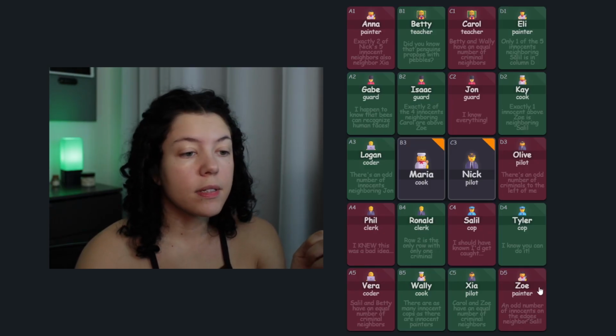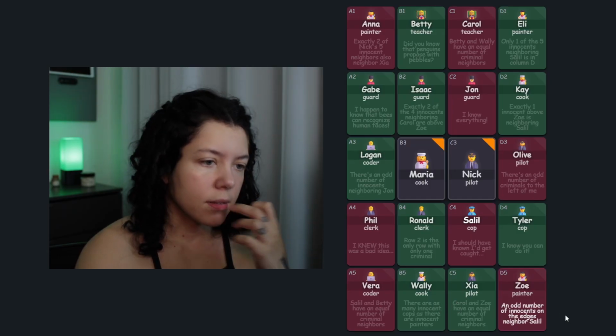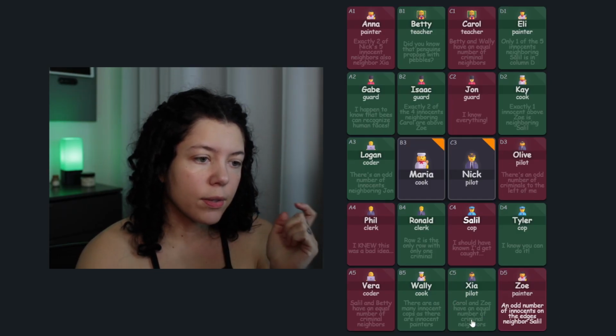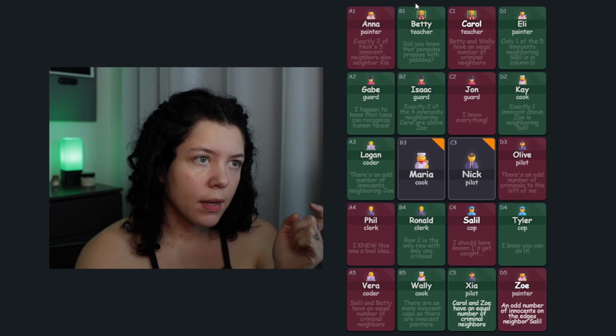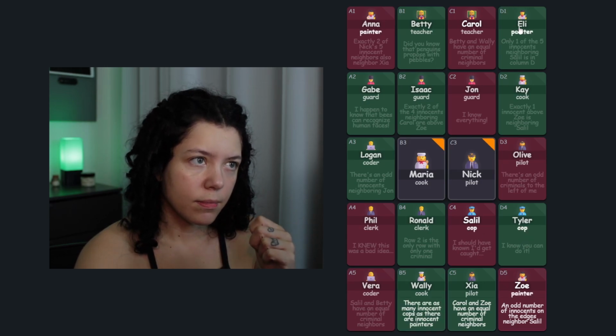An odd number of innocents on the edges neighbor Salil. Yeah, that's Tyler, Zaya, and Molly. Zaya tells us that Carol and Zoe have an equal number of criminal neighbors. That's John for Carol and Salil for Zoe. There are as many innocent cops as there are innocent painters. There is only 1 innocent cop and 1 innocent painter. Neither Maria or Nick are cops or painters.